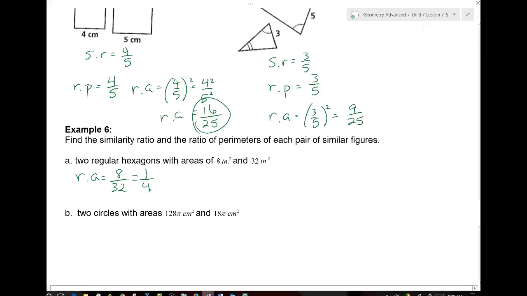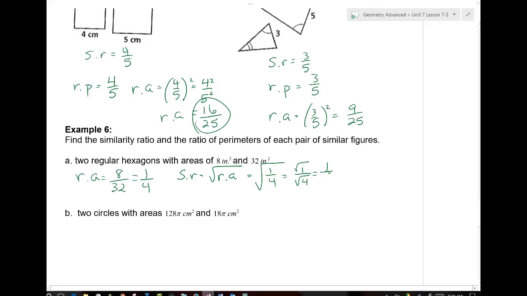So my ratio of areas is 1/4. Now, I'm going to work backwards and always find my similarity ratio next. Because to find the similarity ratio, isn't that really the square root of the ratio of areas? So let's actually calculate. What's the square root of 1/4? Well, I'm going to rewrite that as the square root of 1 over the square root of 4, which is 1.